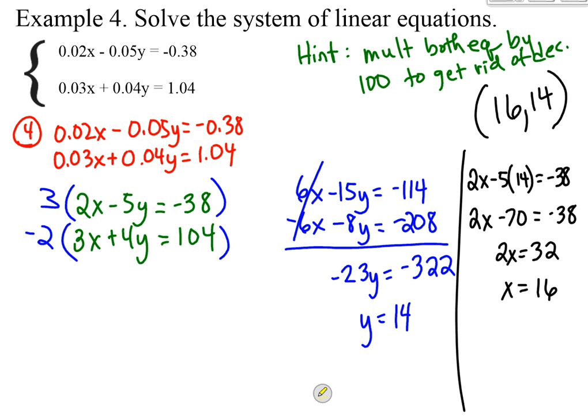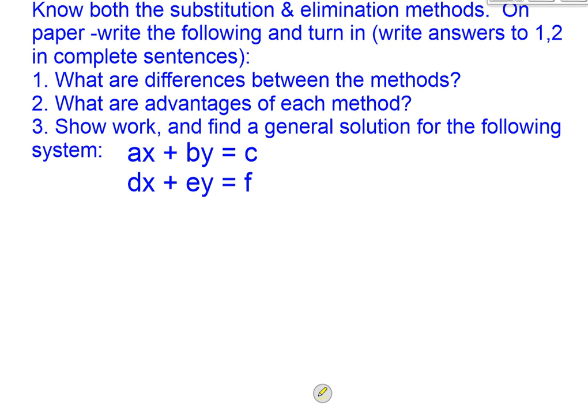And so then if we were in class together, I would have you answer some questions here. I would ask you to do this. It says, know both the substitution and elimination methods. On paper, write the following and turn it in. Write your answers to 1 and 2 in complete sentences. So I might ask you this when I get back. What are the differences between the two methods of substitution and elimination? What are the advantages of each method? Kind of processing in our brains to, like Professor Ouija said to us one day, if you don't use the neurons in your brain, they go dormant. So to keep that from happening a little bit.